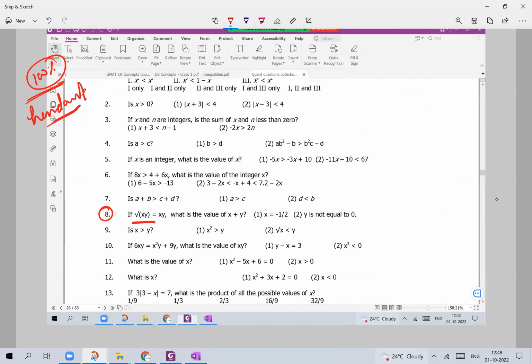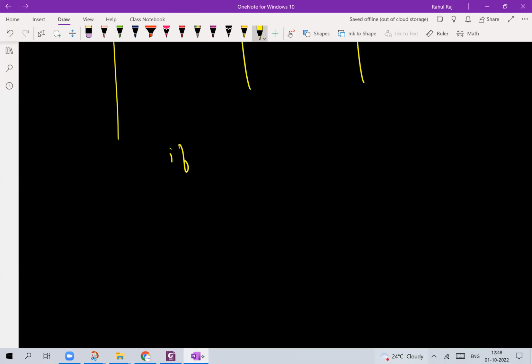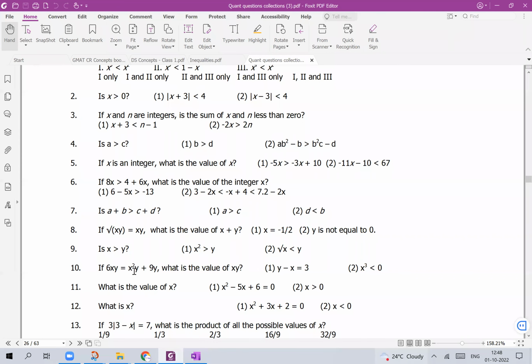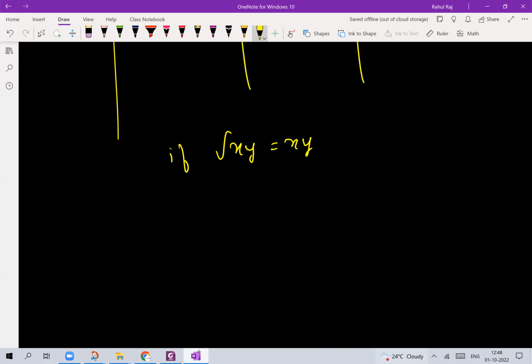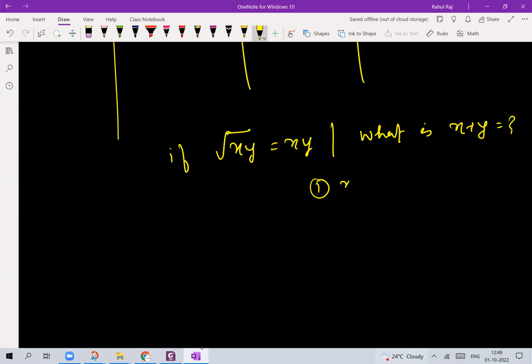Imagine we had to do question number 8. Now this is question number 8. What is your answer? Anyone who has done it? Now there is a bit of information given to you. Question number 8 says, if root xy is equal to xy, what is the value of x plus y? My question is to find the value of x plus y. Perfect. Now this is given to me. Simple logic. Statement number 1 is what? X is equal to minus half. Statement number 2 is what?